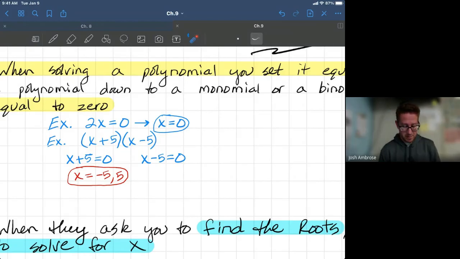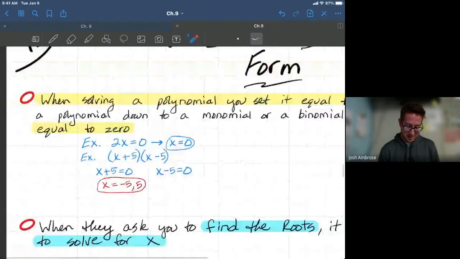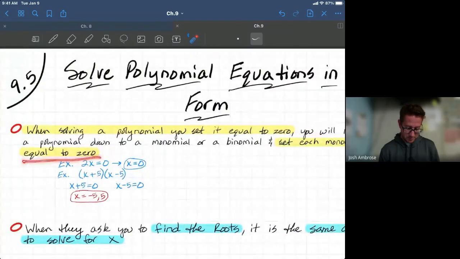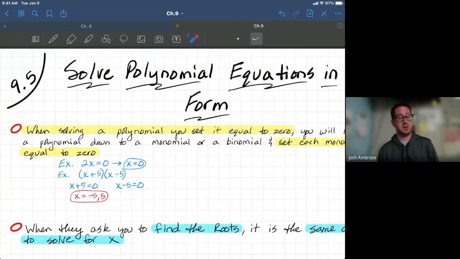Okay, so if they give you a monomial, set it equal to 0, solve it. 1 answer, 1 part. If they give you binomials, 2 parts, notice again, binomials 2 parts, set each of them equal to 0, and you will be given 2 answers. Okay, so make sure you're paying close attention. Set them equal to 0 if they ask you to solve.